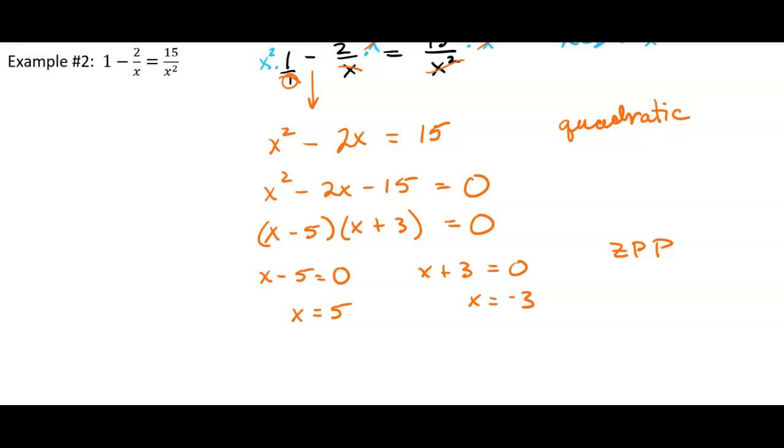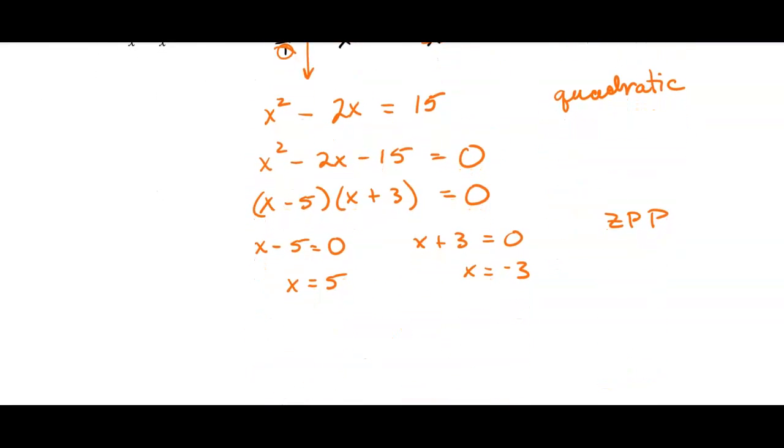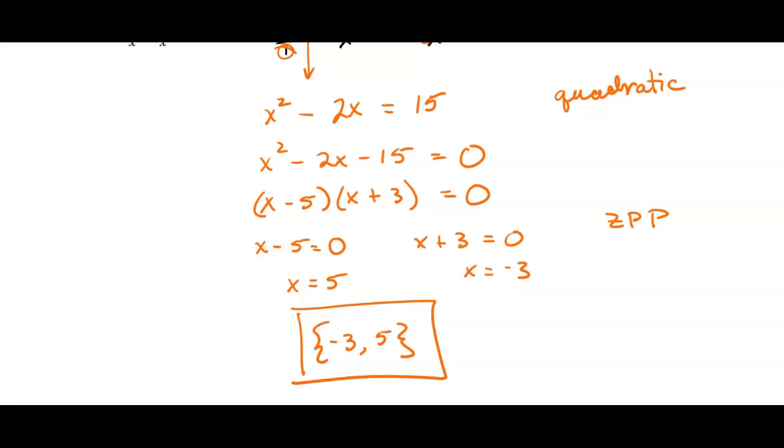Now you got to go way back to the beginning. What were the extraneous solutions? Okay, x just couldn't be 0. So 5 and negative 3, they're okay. If you're writing in set notation, you would say the solution set is negative 3 and 5. And those two values will work. You could plug them in, and they would make the equation true. Okay? I'm not going to do that on this problem, but maybe another problem I'll do that.